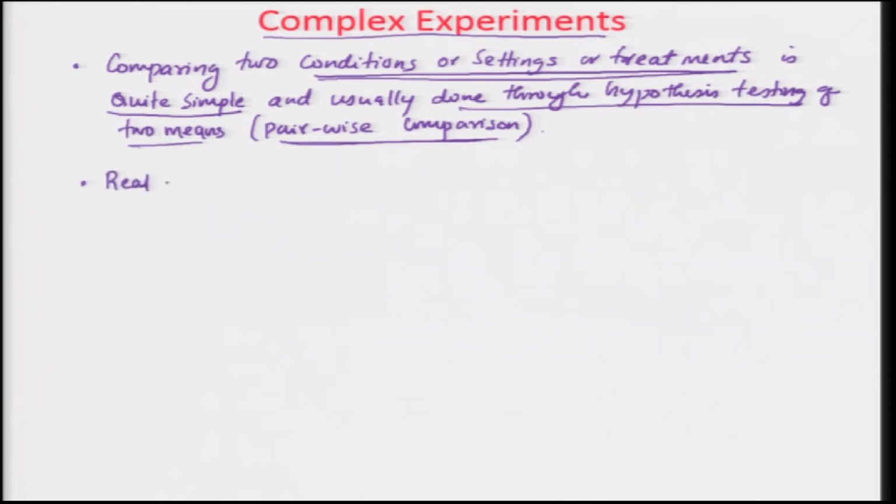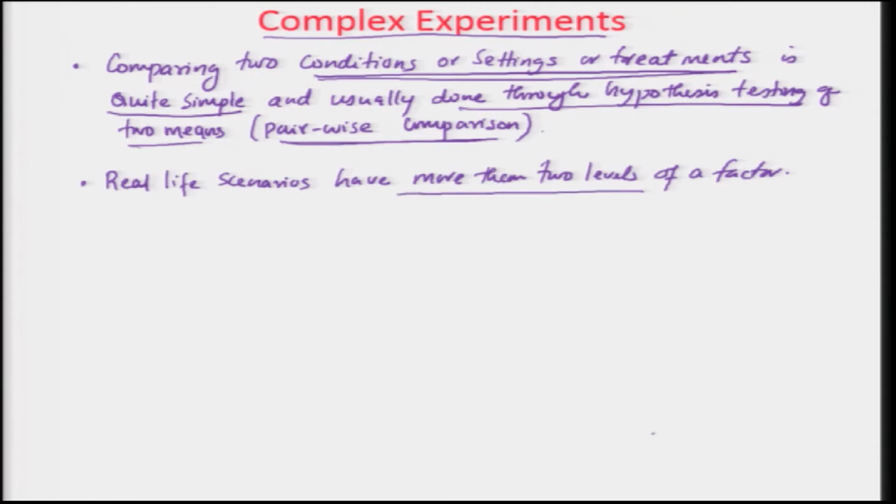Real life scenarios have more than two levels of a factor. In real life, it is very rare that you will come across a factor with only two levels. It is always more than two levels. And when you have more than that, it becomes complex and you cannot really do it with the simple approach.